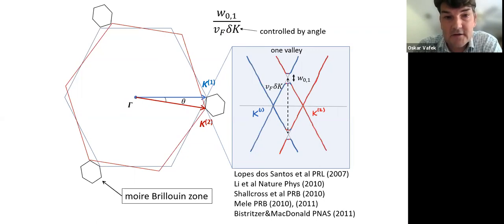The denominator here, this delta K, is controlled by the angle, and then the numerator is controlled, for example, by pressure.